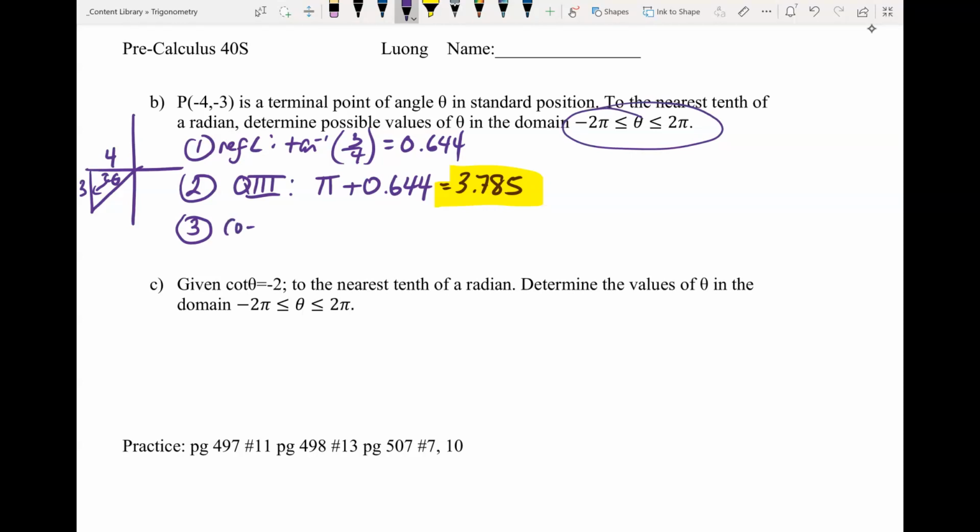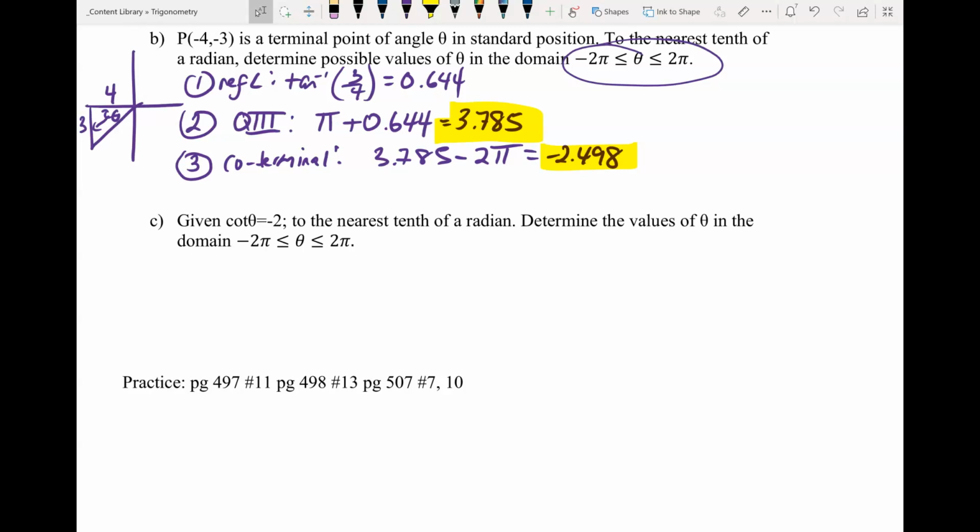So we're going to find the coterminal angle using the angle we just found. So I'm going to subtract 2 pi to find the coterminal angle to this. And -2.498 is our other angle. So those two highlighted answers are the 2 possible angles that would fit in between -2 pi to 2 pi.